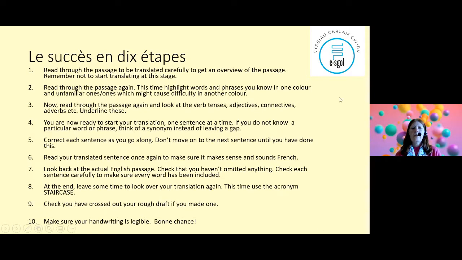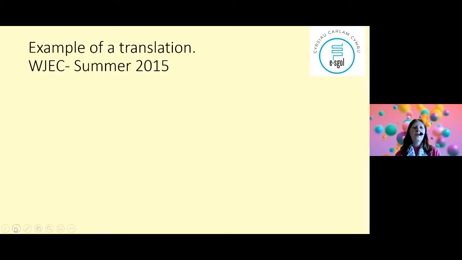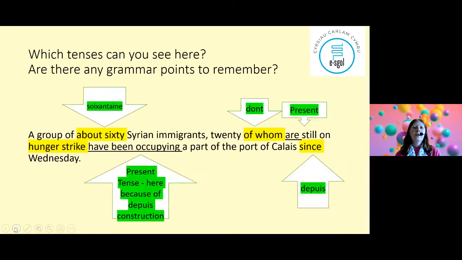Remember we've highlighted the words and phrases. We've looked at the verb tenses, etc. We've looked at each part. We've done our underlining, etc. We've done that, and then I'm now going to show you the acronym which I suggest you use at the end to look at and check your work.